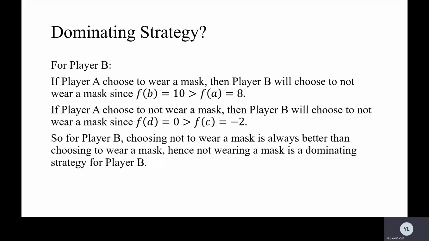That's obviously true. And we can conclude that for player B, choosing not to wear a mask is always better than choosing to wear a mask. Hence, not wearing a mask is a dominating strategy for player B. Now, we can do the same calculations and comparison for player A, and conclude that not wearing a mask is also a dominating strategy for player A.